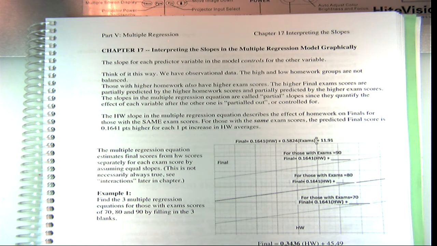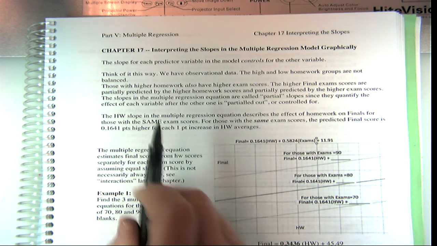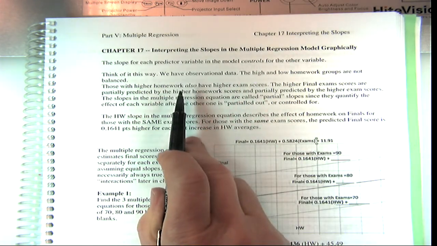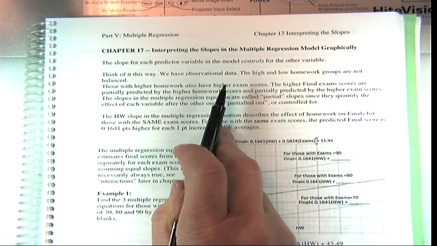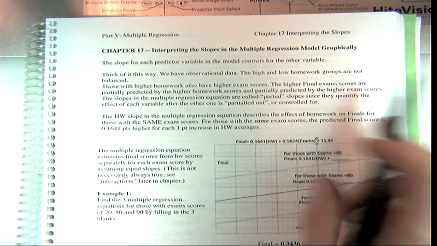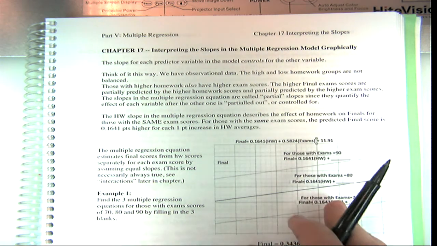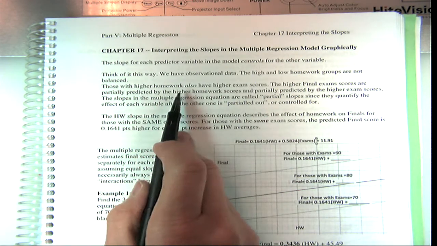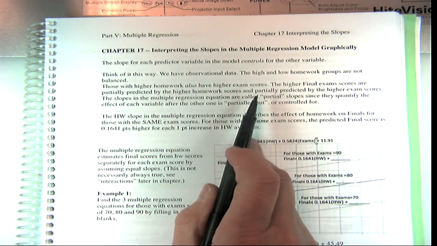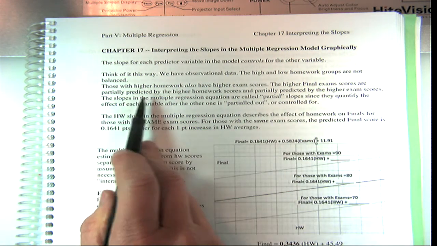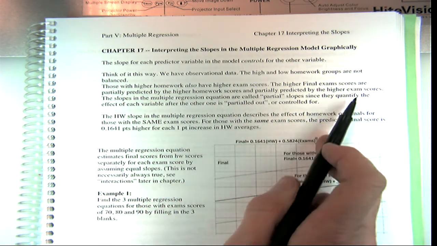First, let's understand these parallel slopes. The slope for each predictor controls for the other. Think of it this way. We have observational data here, and the high and low homework groups are not balanced. They don't have the same distribution of exam scores in the two. Those with higher homework also have higher exam scores, and the higher final exam scores are partially predicted by the higher homework and partially predicted by the higher exam scores.